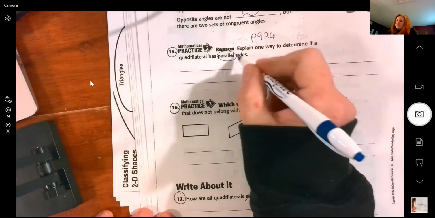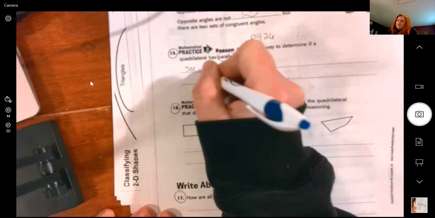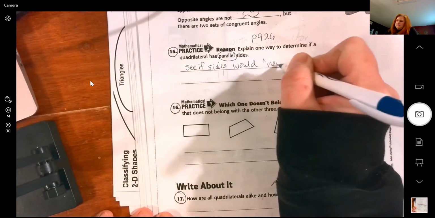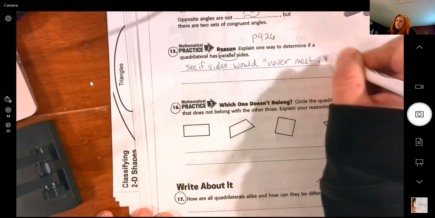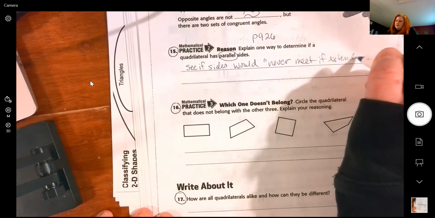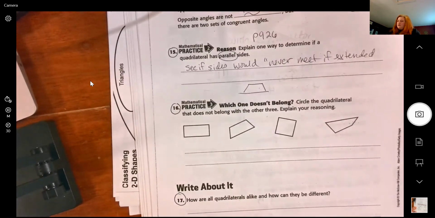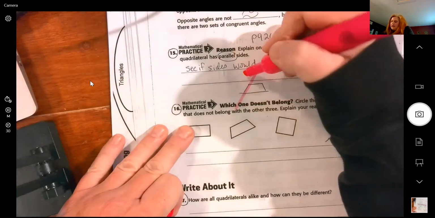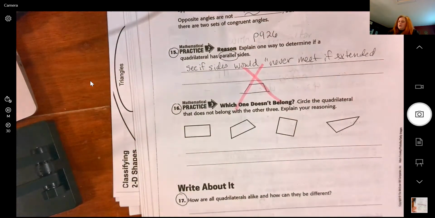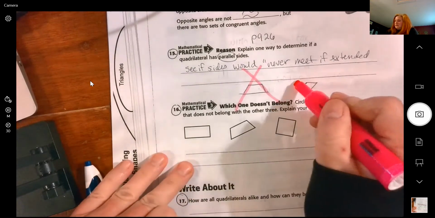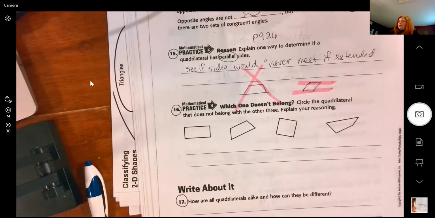Parallel means they never meet. So if you had something like this, if I was to extend this line and extend this line, they would eventually meet. But if I had something like this, and I extended lines, they would never meet. All right, circle the quadrilateral that does not belong with the other three.